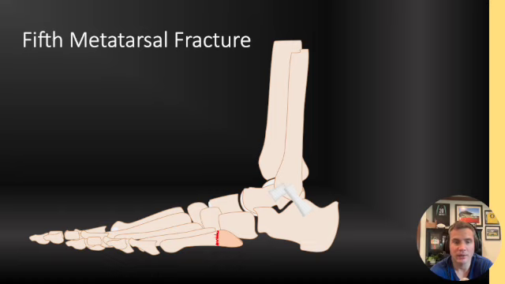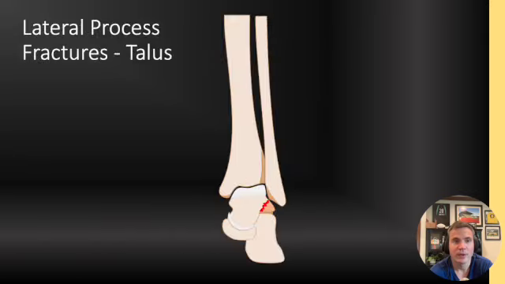Oftentimes it's only an ankle x-ray, and so looking at the fifth metatarsal, because it kind of sneaks off to the side, is extremely important. Lateral process fractures of the talus, sometimes those are hard to see depending on the view that you get. Maybe it's a little bit oblique. Maybe it's on the lateral view. You can kind of see it sneaking in that area. And if I suspect that, then oftentimes I'm going to get a CT scan to further define it.